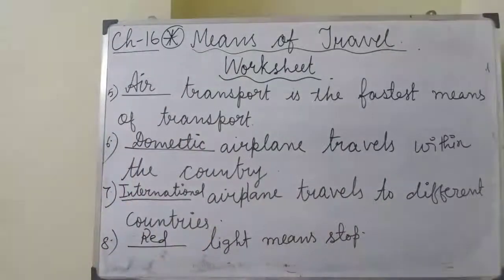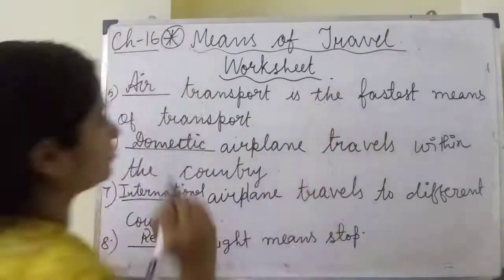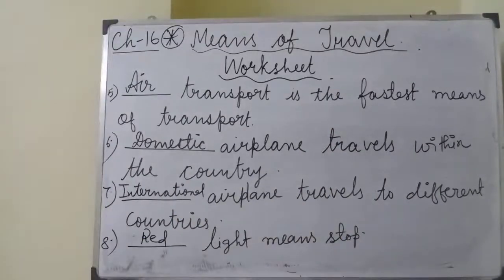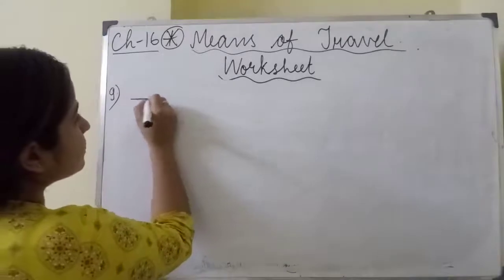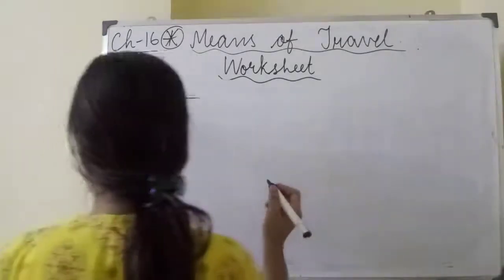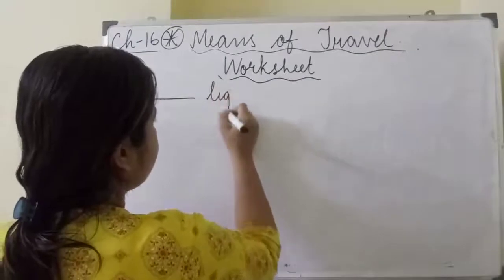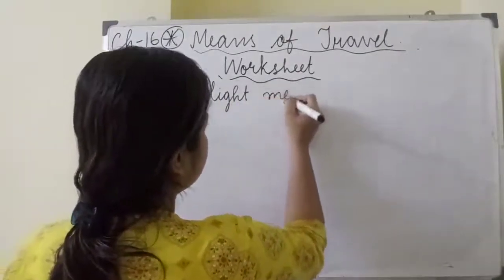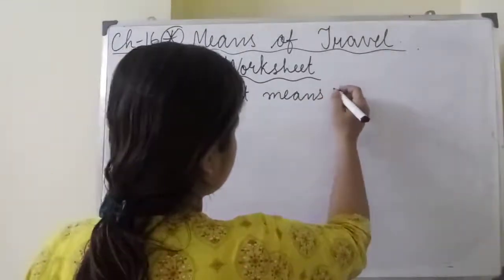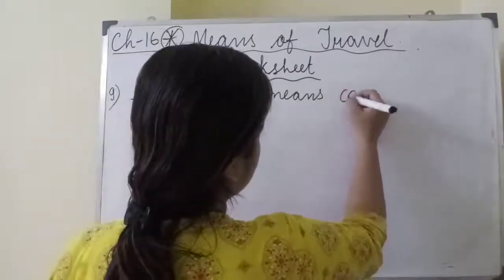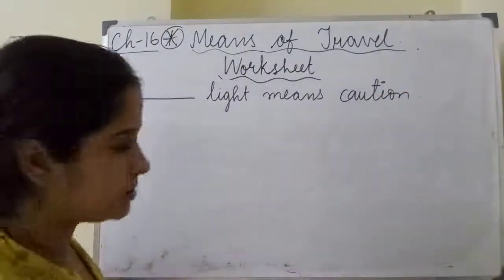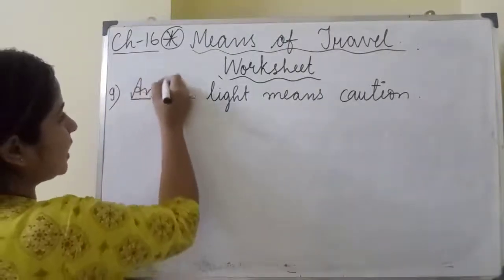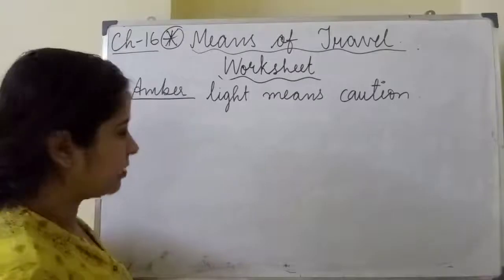First of all, you write in the notebook. Now, the second light of the traffic light, that is dash light, means caution. Which light tells you to be cautious? It is amber. It is a light yellow colored light. This is called amber color.